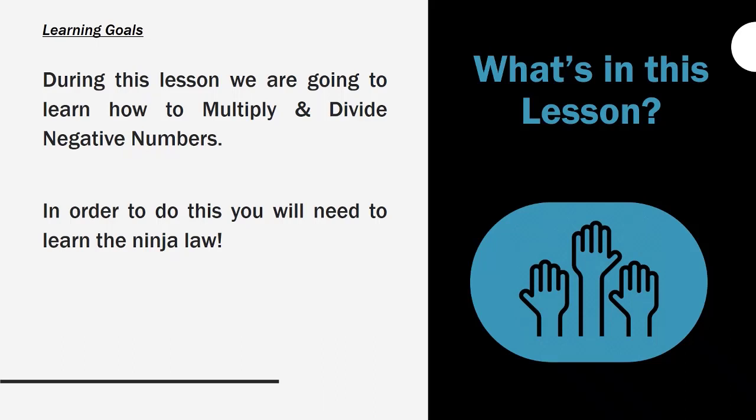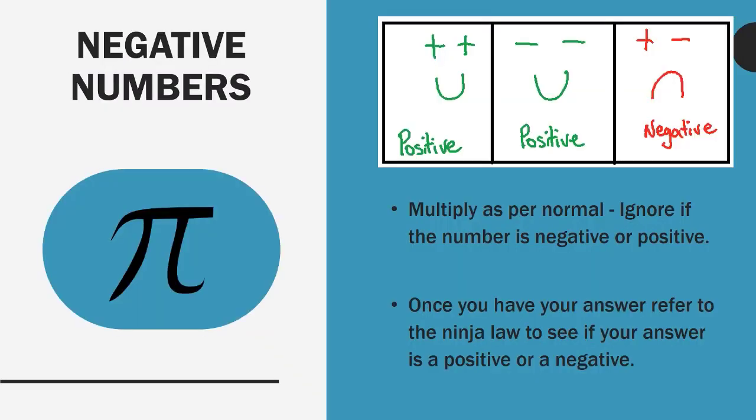So during this lesson, we're going to learn how to multiply and divide negative numbers. In order to do this, you will need to learn the ninja law. So the ninja law looks like this, and this is a little table here that you need to learn. Basically, we've got three faces. So you've got this guy, and he's got two pluses there, and he's a positive dude. You got two negatives here with this guy, and he's also a positive dude. But then this guy here, he's got one of each. He's got a negative and a positive, and he is a negative ninja.